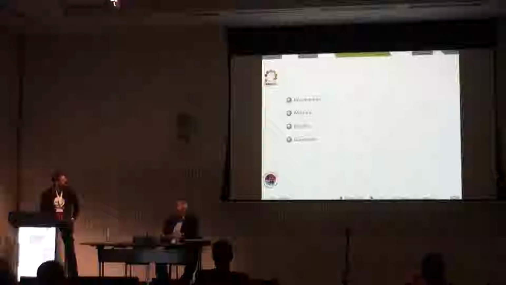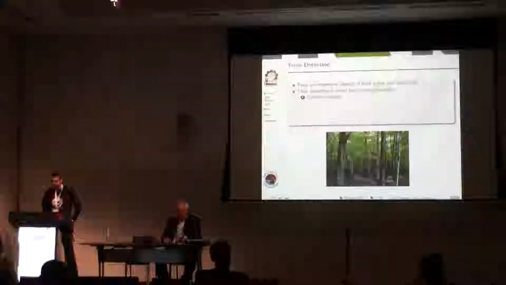So my outline is going to be quite simple. I start with a brief introduction about tree detection, and then I'll detail the method that we have put up, and then finish with some results and the conclusion.